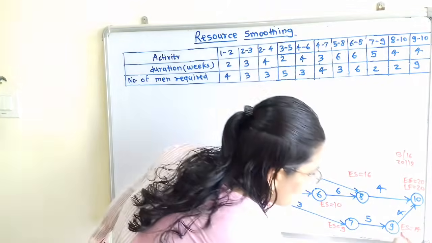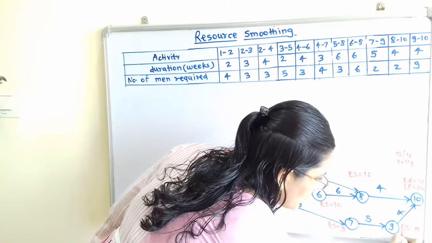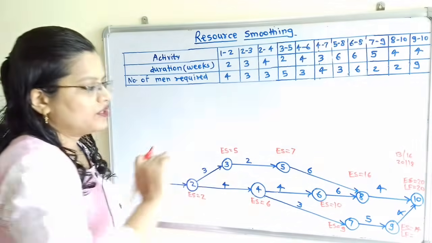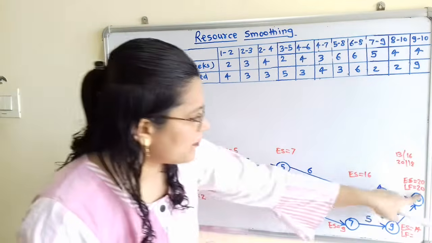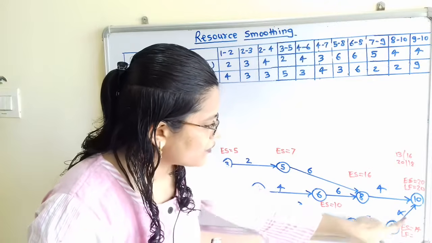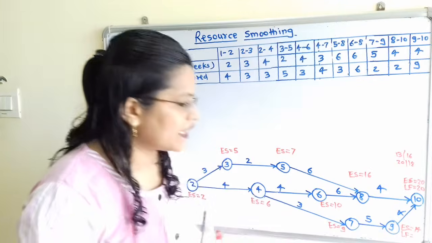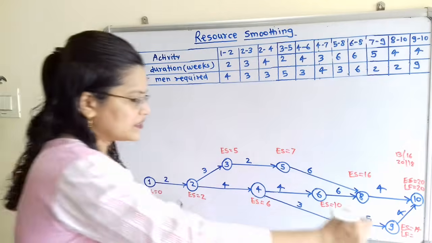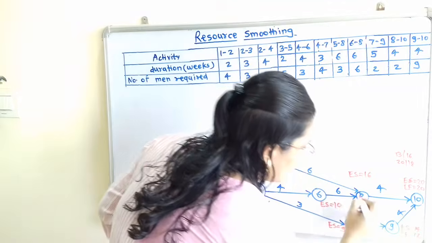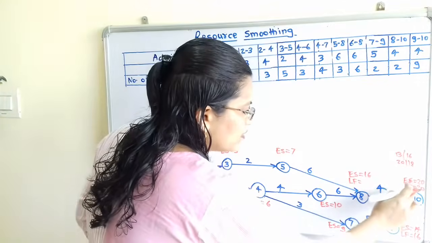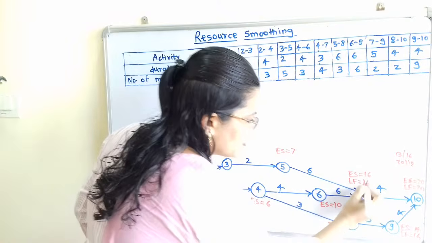Now what is the value at node 9? So LF is equal to 20 minus 4. So we have to move in the backward direction. From 10 to 9 there is only one arrow, starting from this node 9. So LF value, that is 20 minus 4, that is 16. Then at node 8, LF is equal to, there is only one arrow starting from this node 8. So here 20 minus 4, 16.